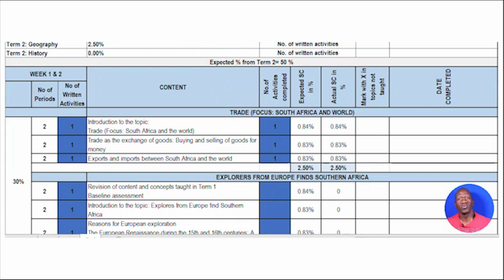I hope you now have an indication of how to calculate the curriculum or syllabi coverage in the classroom, so that you have an indication of the pace of the teacher against the learners as well as the ATP.